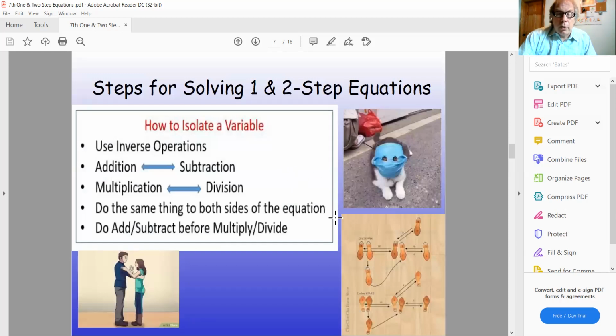So a couple other reminders here. Steps for solving 1- and 2-step equations. We want to think inverse operations, which we address with our integers unit. You know, the opposite of a positive versus the opposite of a negative. Addition is the inverse of subtraction. Multiplication is the inverse of division. Always do the same thing to both sides of the equation, meaning both sides of the equal sign. And do your adding and subtracting before multiply and divide. And that's what we just addressed with the backwards PEMDAS, if you will.